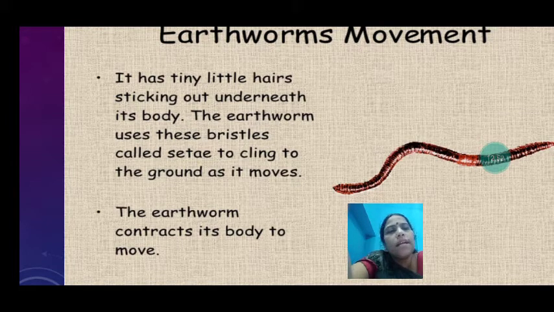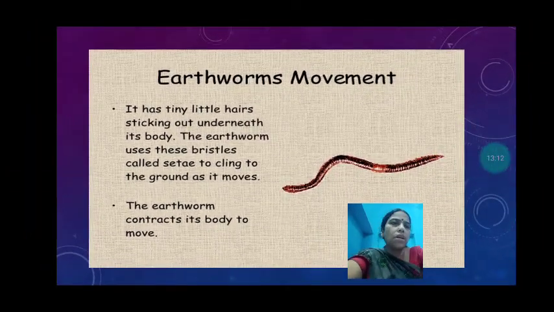And what is the use of that? It is used to cling so that they can attach to the surface and to the ground, and it can move. The earthworm contracts its body to move. So the earthworm is contracting and expanding the body so that it can move on the ground or on the surface.